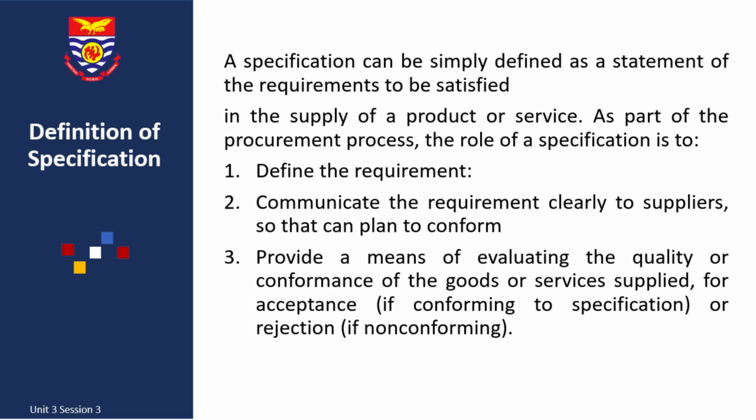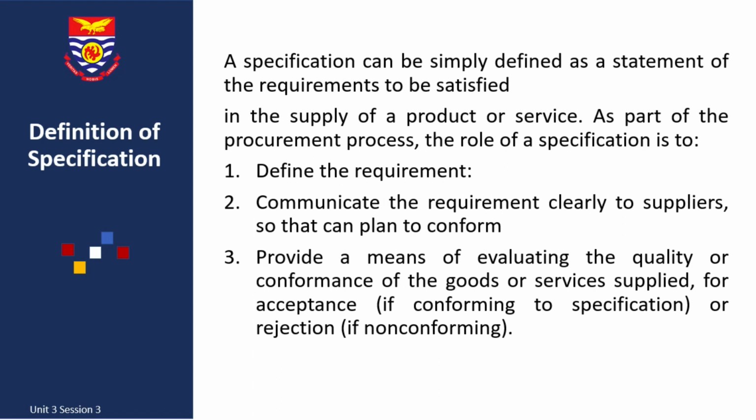As part of the procurement process, the role of specification is to define the requirement. That is, after a need has been identified, all stakeholders or the relevant stakeholders are encouraged to consider what they really need and whether what they think they need is the only or most cost-effective or most value-adding solution. Specification also communicates the requirements clearly to suppliers so that suppliers can plan to conform to what the buying organization has detailed in the specification document, or perhaps also use their expertise to come up with innovative or lower cost solutions to the requirements or the problem at hand.